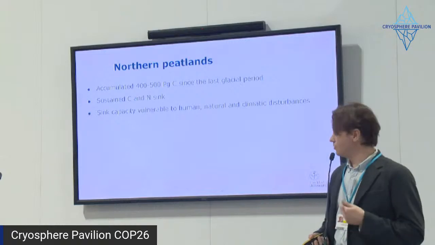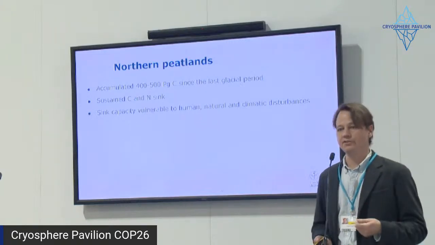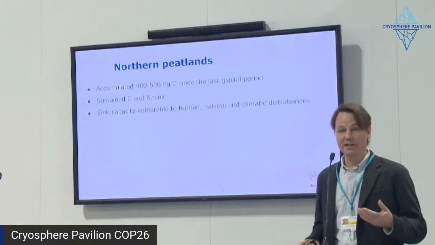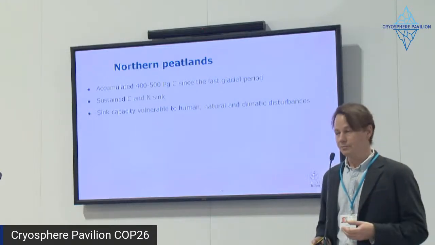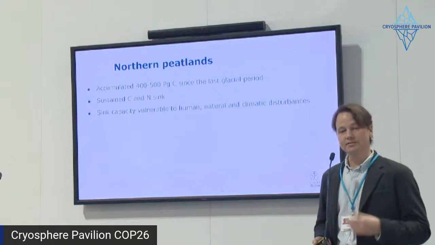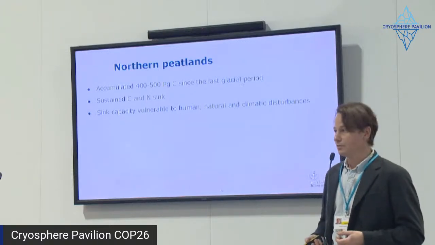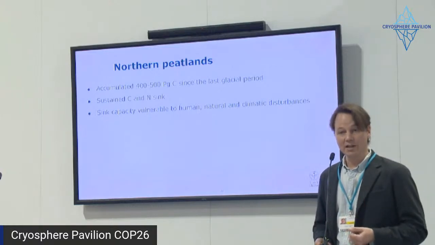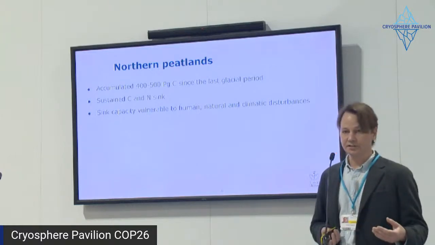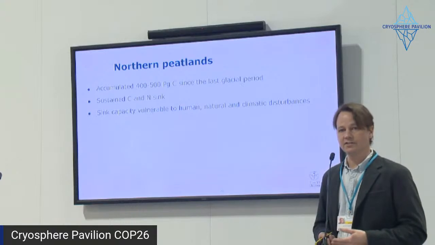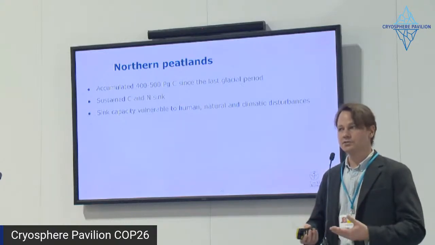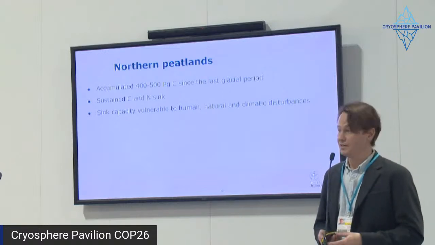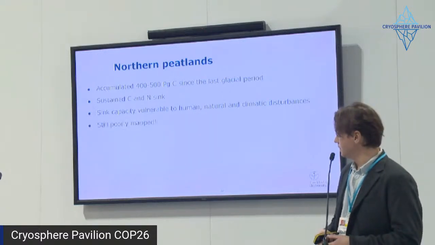But this sink capacity is really vulnerable to disturbances. And here I list human disturbances, natural disturbance regimes, and climatic disturbances, which I'm going to talk a little bit more about at the end. Permafrost thaw in peatlands is driven by climatic change. And human disturbances are largely drainage, erosion of peatlands, fire, a lot of different interactions that humans have with peatlands. And those we can potentially restore, right? A large portion of the northern peatlands and global peatlands have been degraded and can be restored.